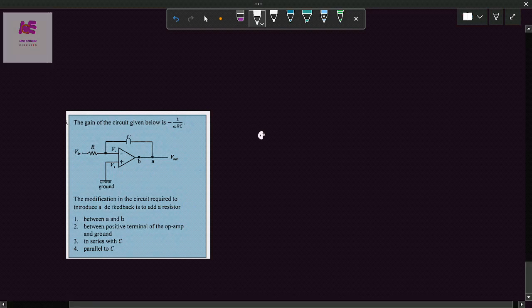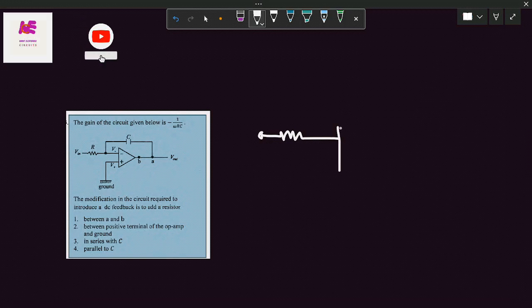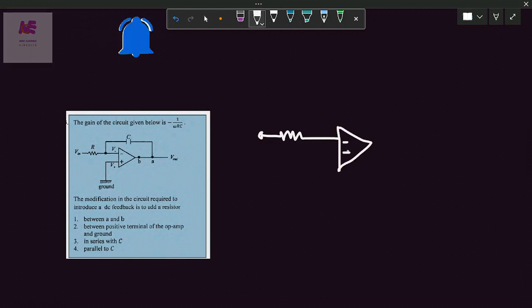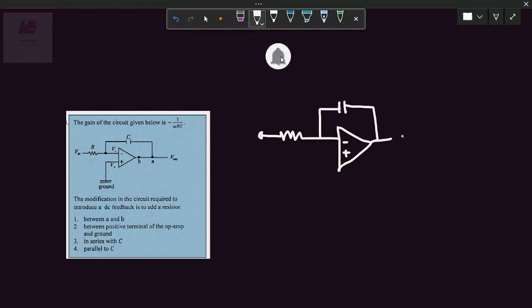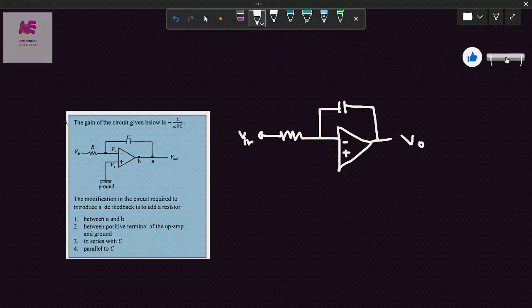I am drawing the same circuit here. This is resistance, operational amplifier, inverting and non-inverting terminals, feedback capacitor. This is output voltage. Input is applied at the inverting terminal of the operational amplifier. This is resistance, this is capacitance. The voltage here is V minus. The non-inverting terminal is connected to ground, and this is V plus.